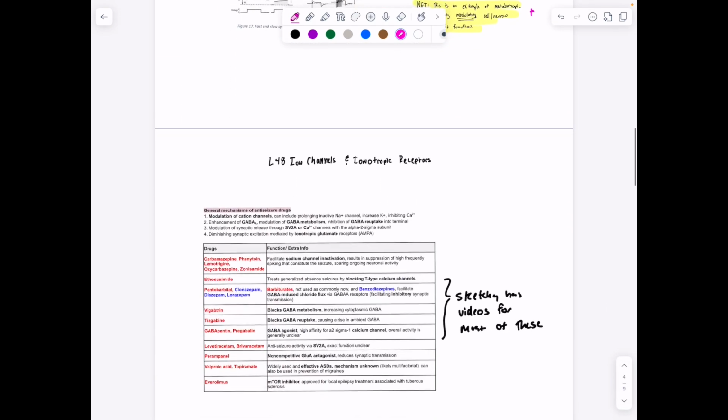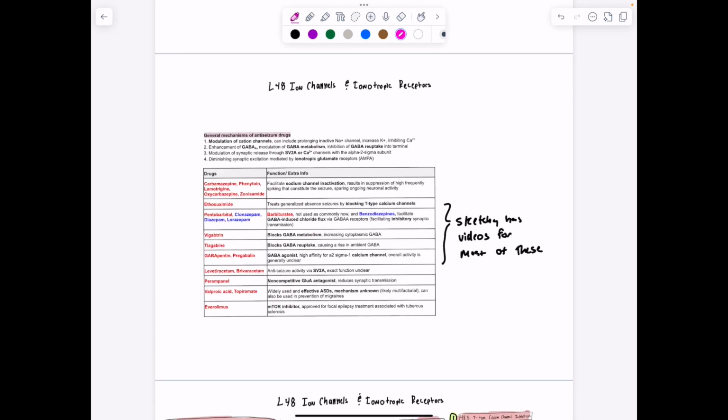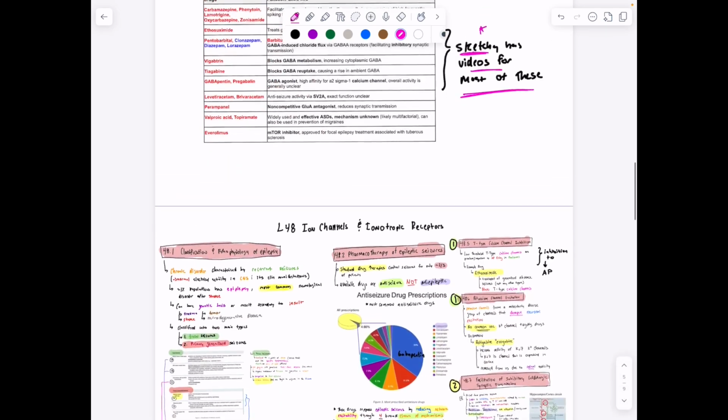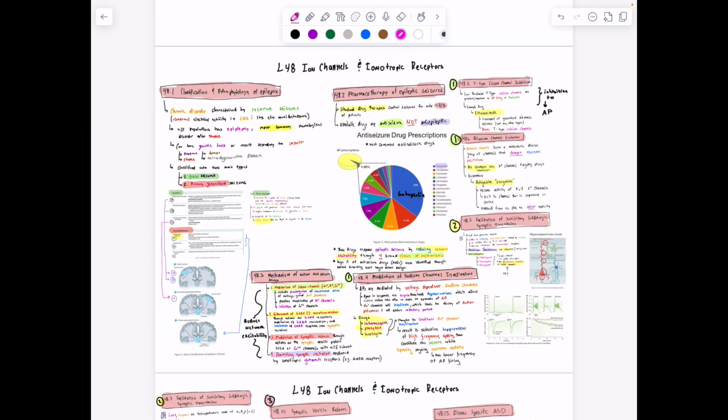All right, so that was it for that particular lecture. Then we had more on these ion channels and ionotropic receptors in the form of talking about seizures as targets. So we'll get into that. There's a bunch of different pathways. We'll talk about 4 different methods of dealing with seizures. And I just want to point out that Sketchy has great videos for these. And as I said at the beginning, I'm going to be using Sketchy myself after we look at the theory here.